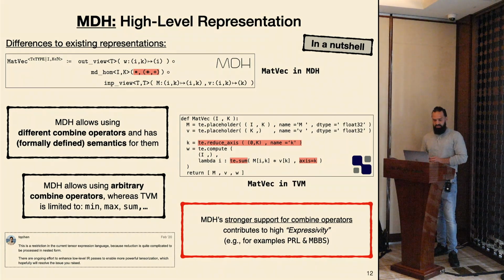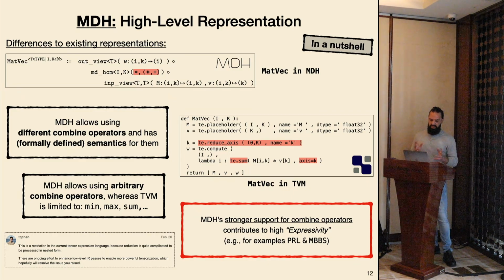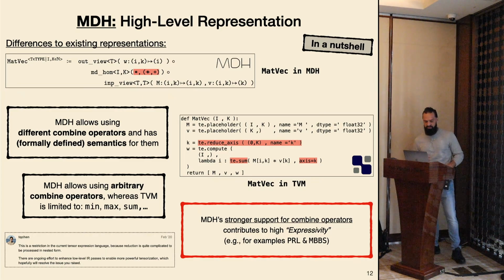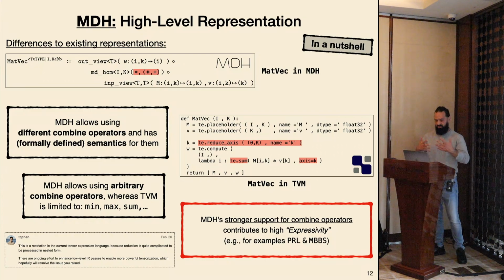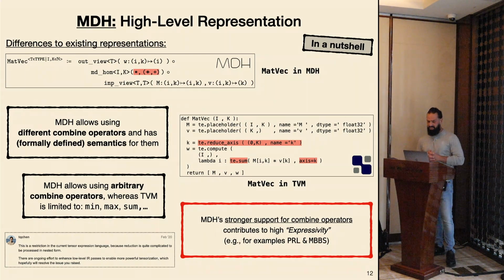And we also allow using arbitrary kinds of combine operators. For example, TVM is limited to a set of predefined operators, while MDH allows you to define any arbitrary combine operator that just satisfies some type properties. This might seem like a slight difference, but it's actually challenging to have a formal semantics for these different kinds of combine operators. That was also confirmed in the TVM community, and I can confirm it too. It was really a lot of trouble to come up with a semantics that makes sense for these operators.